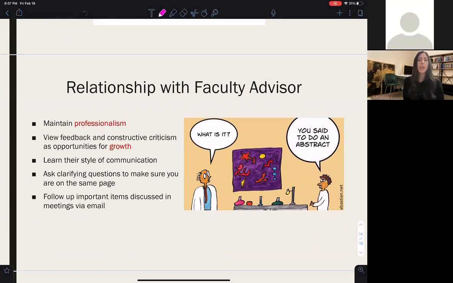It can be a very good relationship if you are open-minded and you really build your communication skills and work to understand their communication style, or it can be a really negative relationship if you don't do those things. So you really need to work hard and remember that this is a very important relationship in your academic career, and you need to be conscious of that, basically.